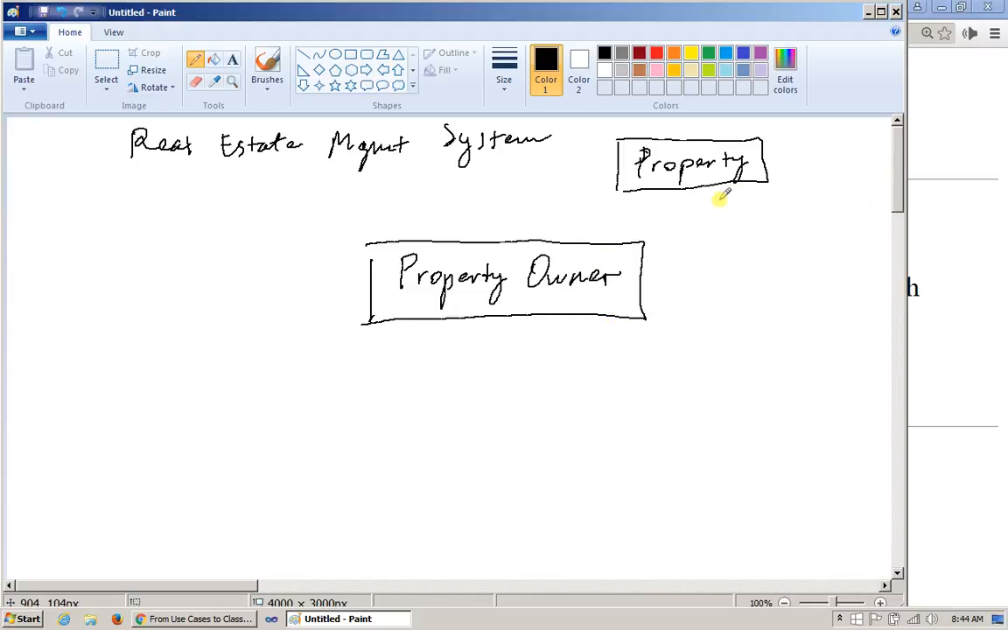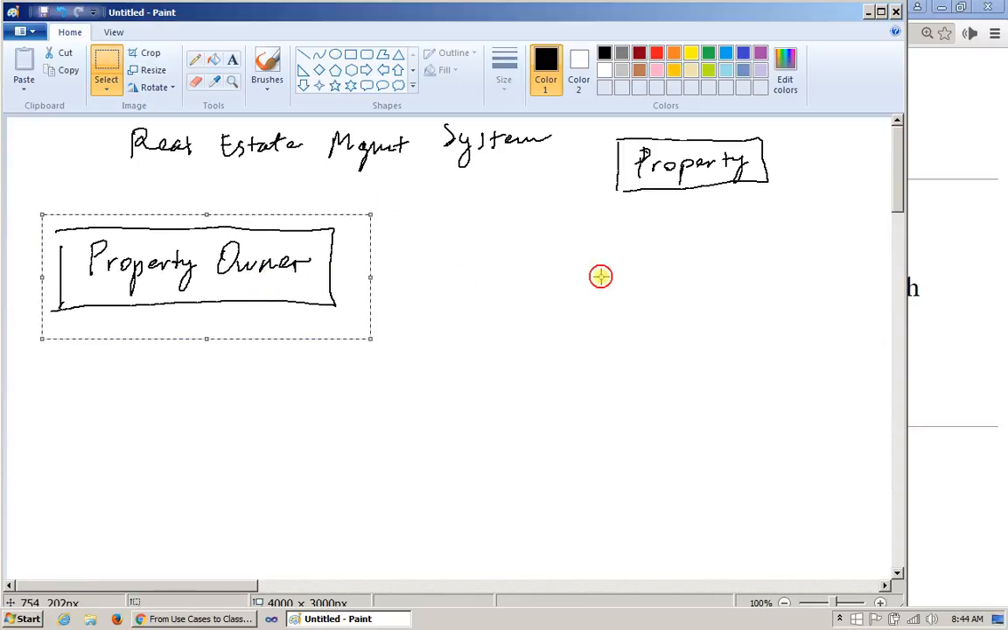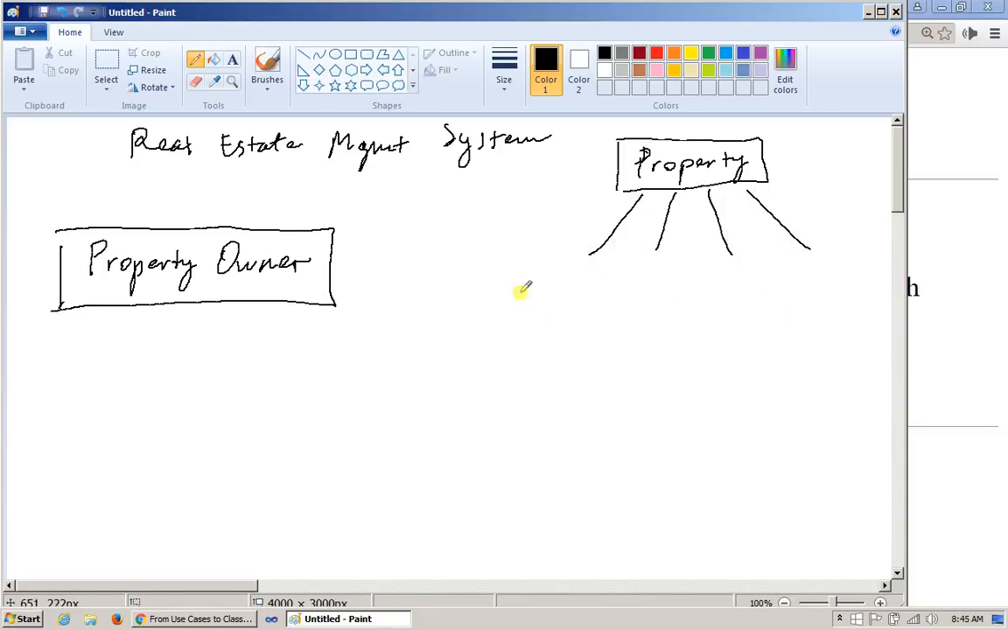Then we have to define in clearer terms what the property is, what kinds of properties we can have. It could be buildings, commercial buildings, residential buildings, and so forth. Most likely, my expectation is that we should have different kinds of properties, which I'm not going to mention just yet.